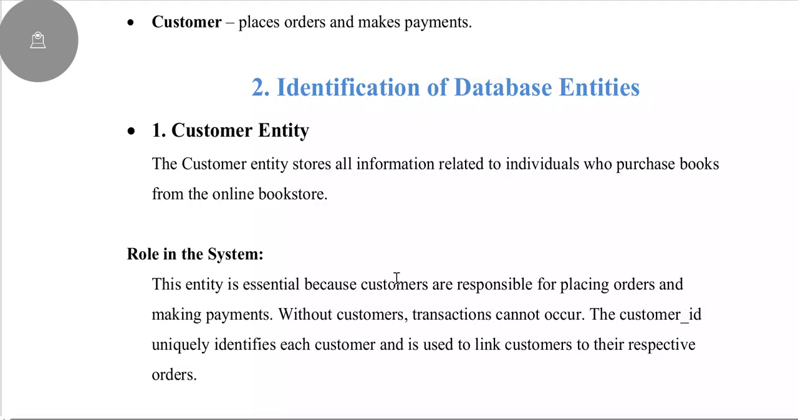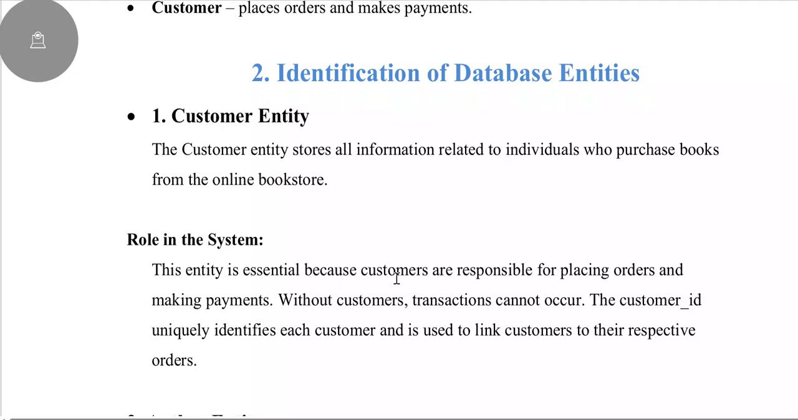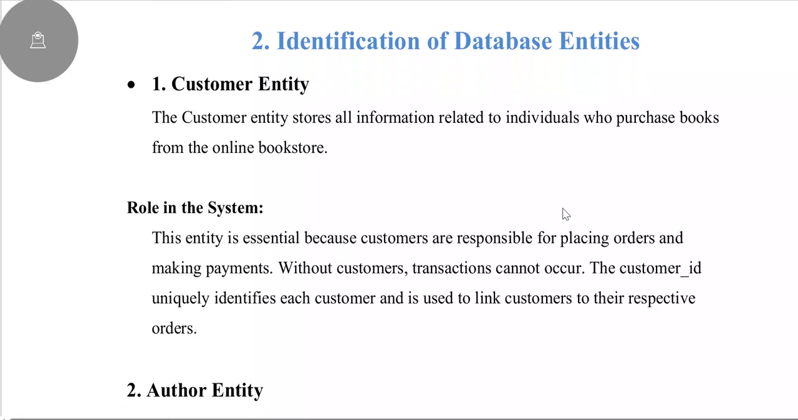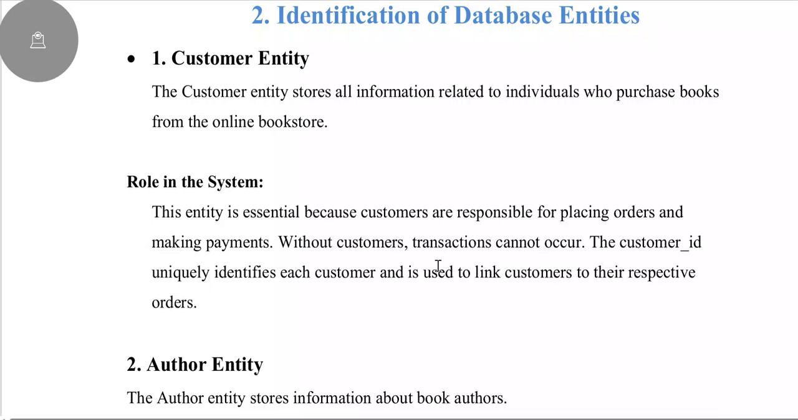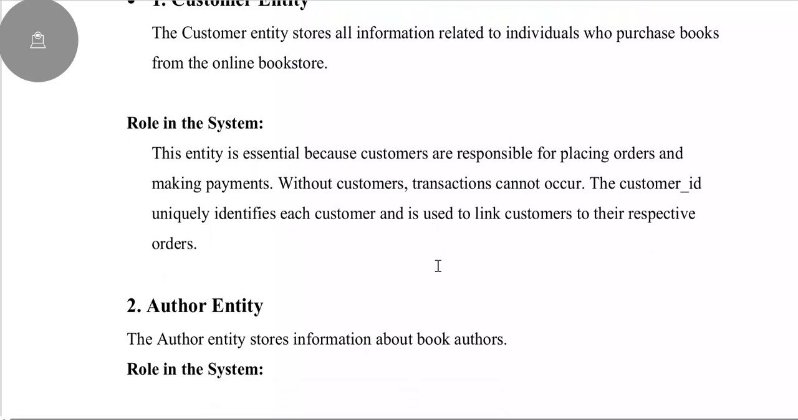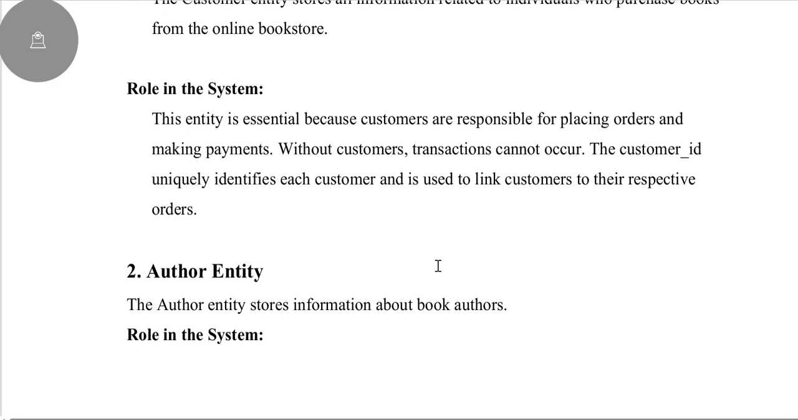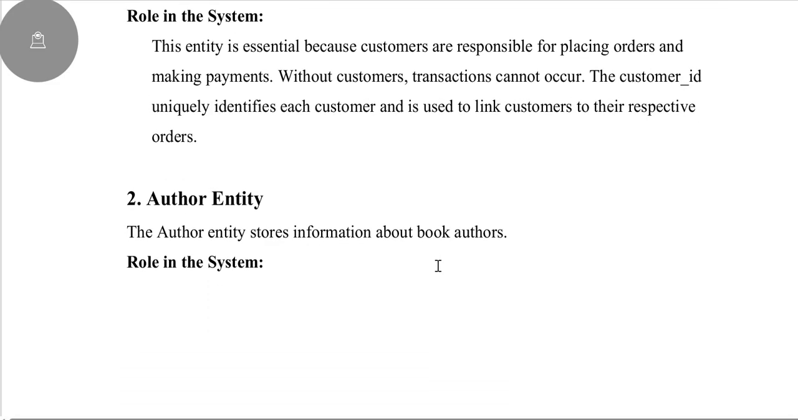This database consists of six entities. The first one is called the customer entity. The customer entity stores all information related to individuals who purchase books from the online bookstore. The role of this customer entity in the system is essential because customers are responsible for placing orders and making payments. Without customers, transactions cannot occur. The customer ID uniquely identifies each customer and is used to link customers to their respective orders.